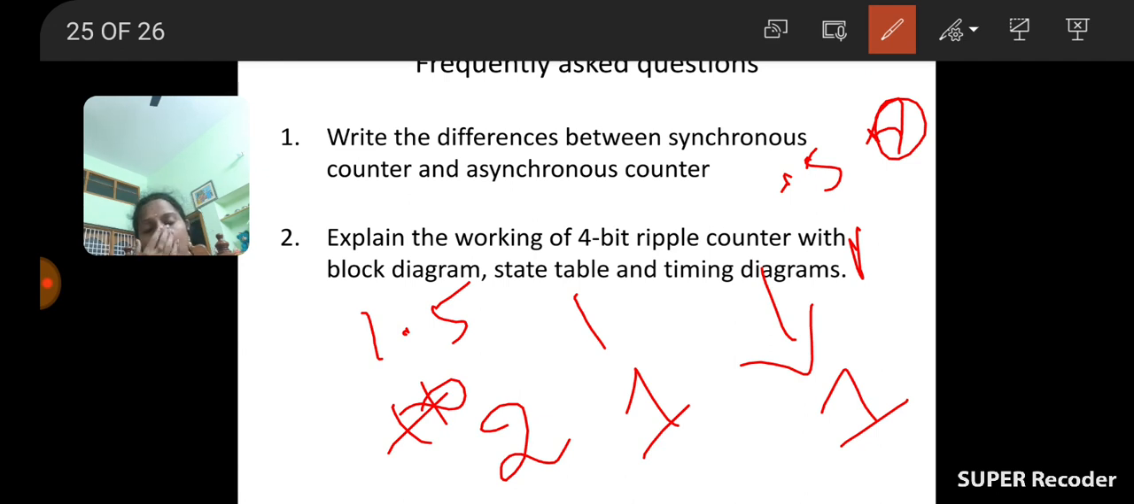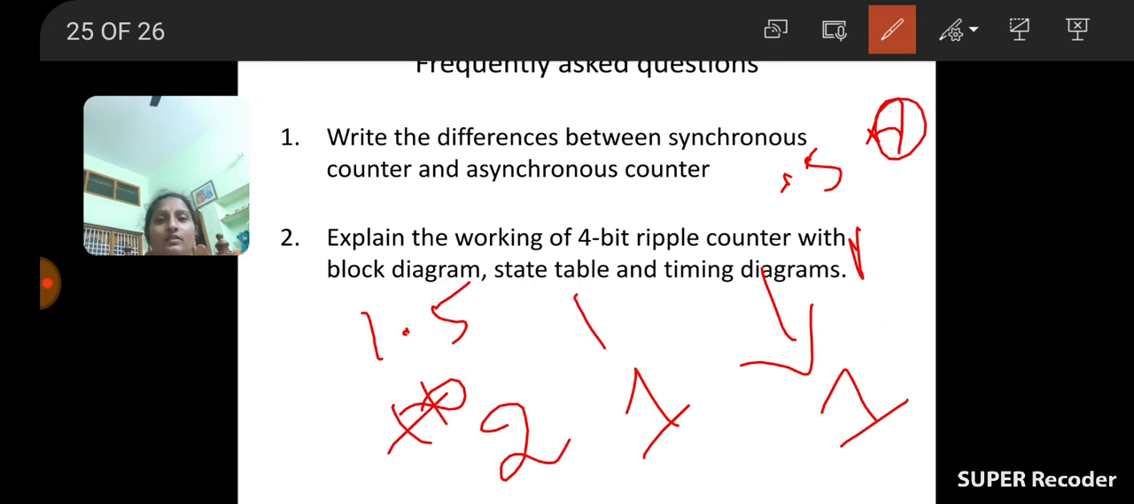If you draw the diagram of the construction, the theory is in it. 4 JK flip-flops are used. The output of each is connected to the clock pulse of the next stage. All the inputs are tied together: J equals K equals 1. If you know the diagram, the theory is easy. Who knows the diagram? Whoever prepared will know it. Without preparing, we write theory by making it up.